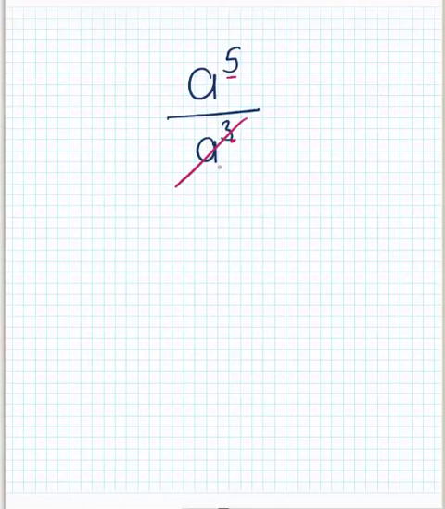Okay? It's gone, or it's really a 1. But what I do to the bottom, I must do to the top. So I've taken away 3 A's, so I must take away 3 A's from the top. So what is 5 take away 3? 5 take away 3 is 2. So on top, I am left with 2 A's, or a to the power of 2.